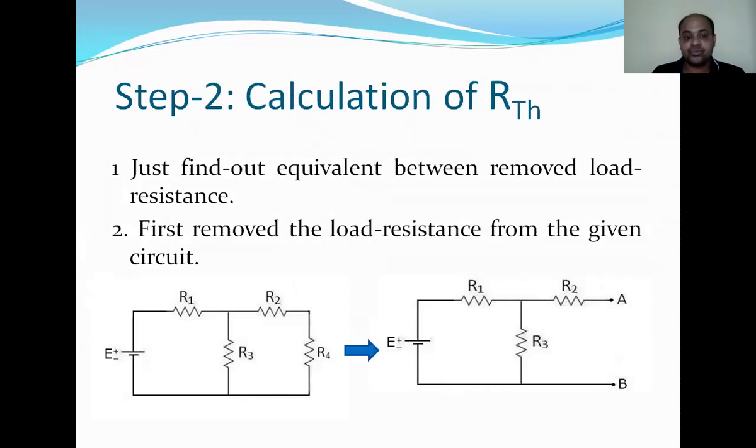Now we are moving to step 2. In step 2, we have to calculate RTH. RTH is nothing but Thevenin resistance. We have to follow some rules to find Thevenin resistance from this given circuit. The first step is the same as the previous step. What was the first step of the previous VTH calculation? The first step was to remove the load resistance from the circuit. So here also we have to remove the load resistance from the circuit.